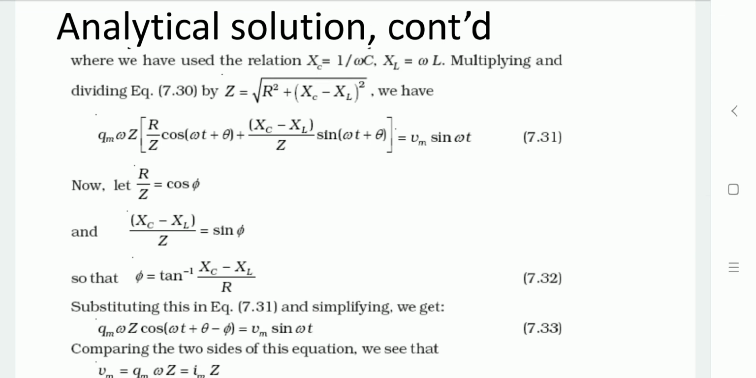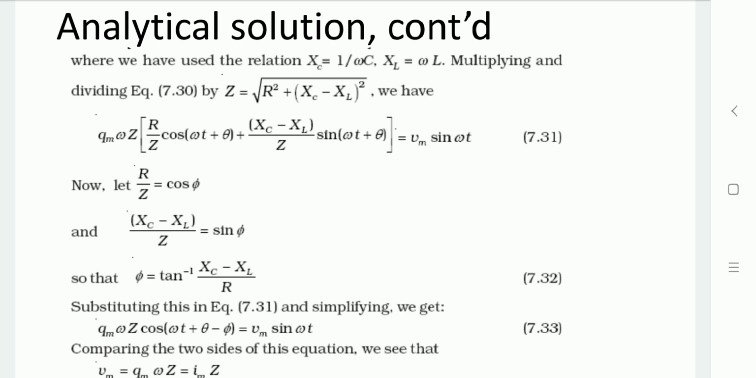So we can get it like R by Z, replace it with cos phi, and (Xc minus XL) by Z with sin phi. So the resultant value is qm omega Z [cos phi sin(omega t plus theta) plus sin phi sin(omega t plus theta)]. So here it would become like cos into cos plus sin into sin. So that result we have cos(omega t plus theta minus phi), that is a cos A minus B kind of structure. That is cos into cos plus sin into sin, so that is cos A minus B.